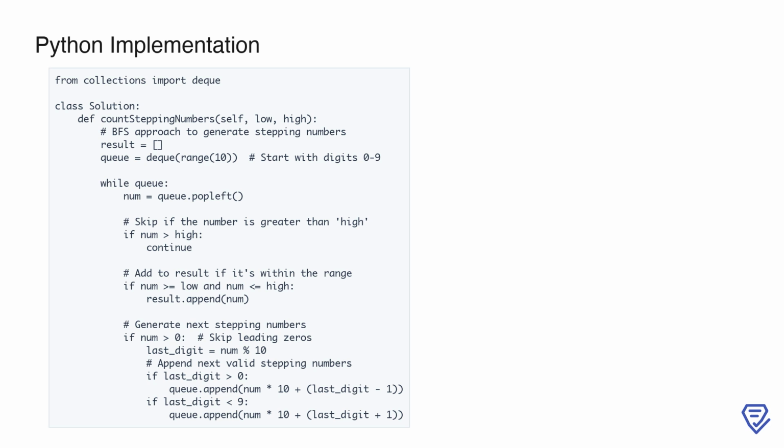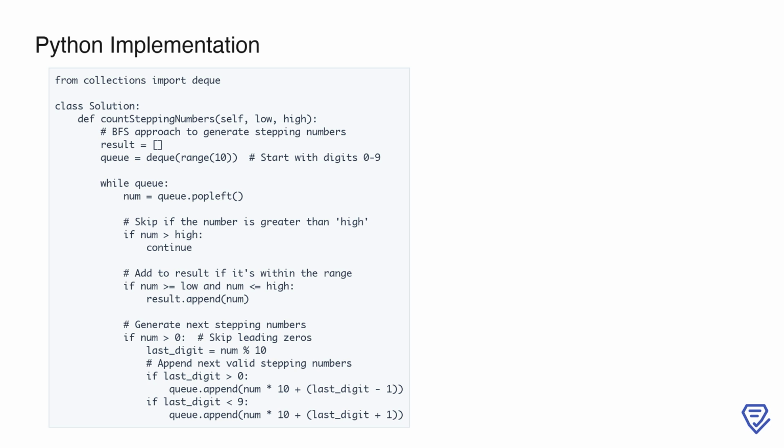Here, we start by importing the deque class from the collections module, which will help us efficiently implement a breadth-first search, or BFS, approach. Inside the count stepping numbers method, we initialize an empty list called result to store the stepping numbers that fall within the given range. We also create a queue using deque and populate it with the digits 0 through 9, as these are the potential starting points for our stepping numbers.